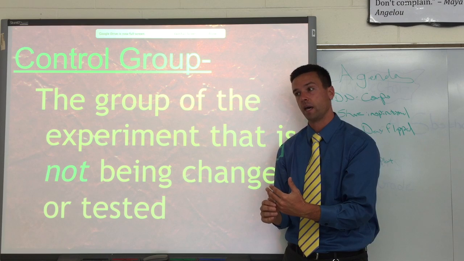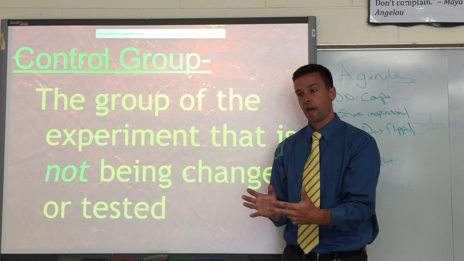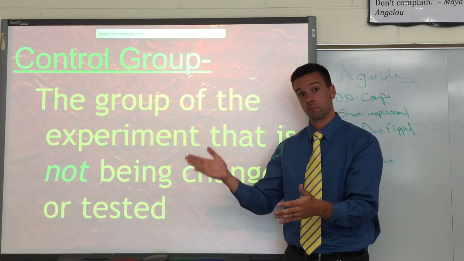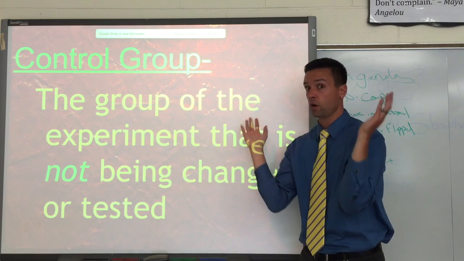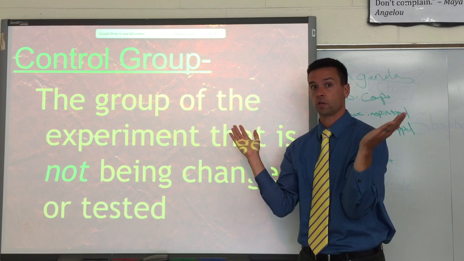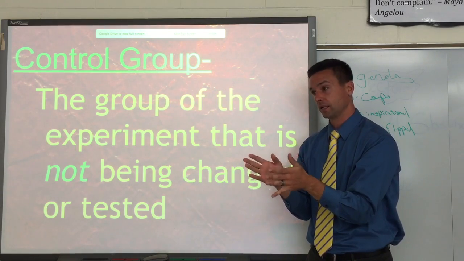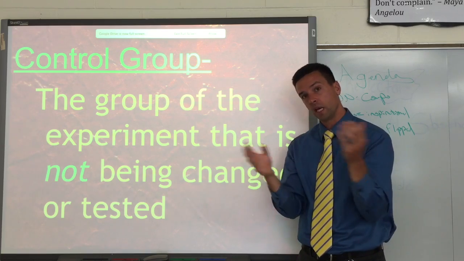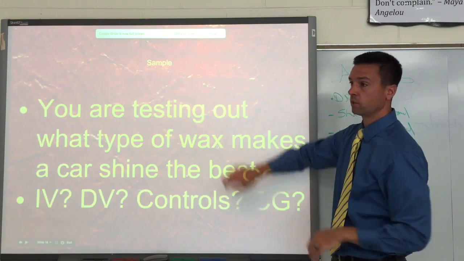And the reason you have that is it's a basis of comparison, because you want to make sure that you know it's the worms making them turn green. Because if that group turns green, then maybe it has nothing to do with the worms at all, and maybe it's the temperature or something else. So that's why you have a control group, a group you're not testing on. Again, you don't always have one, but if you can have one, you'll have one. Like we said, it's the group you wouldn't give any worms to.